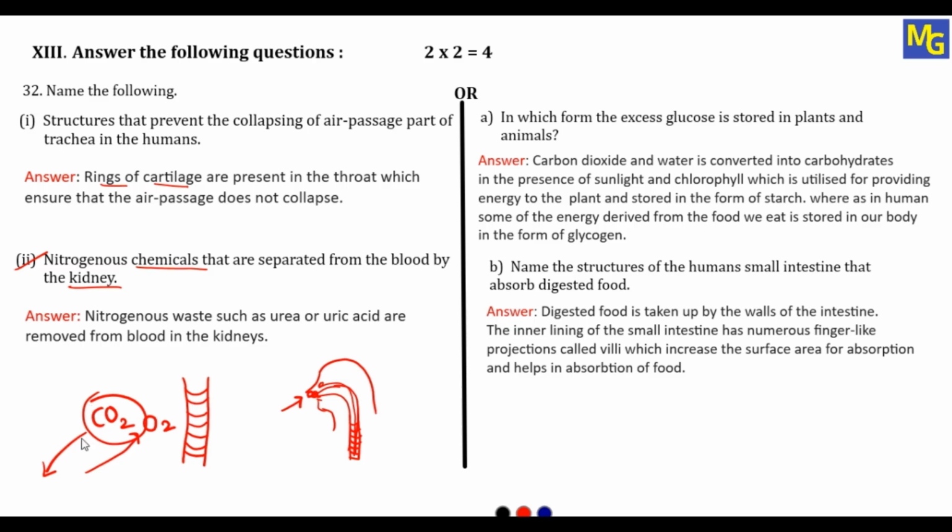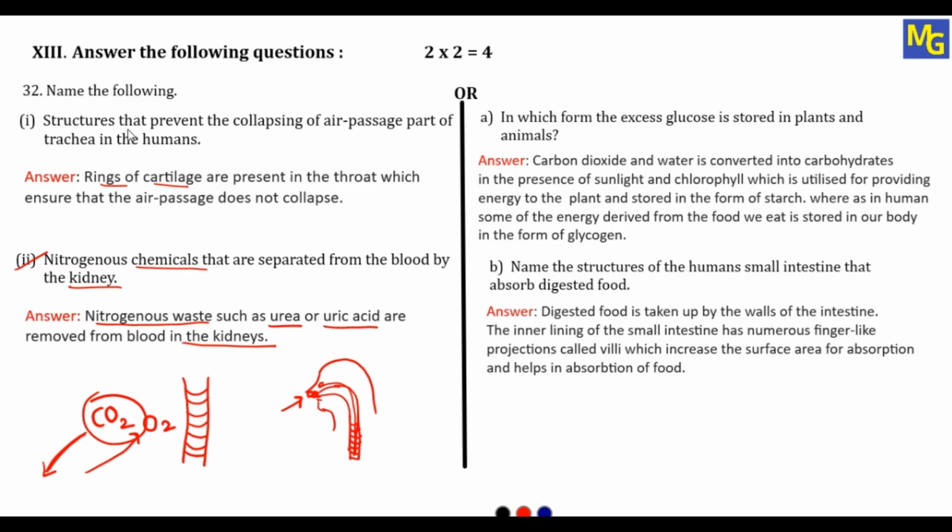As we are removing CO2 from the blood, in the same way we have to remove some nitrogenous waste, and those are urea and uric acid. So here the answer is nitrogenous waste such as urea or uric acid are removed from the blood in the kidney. So this is the answer for question number 32.